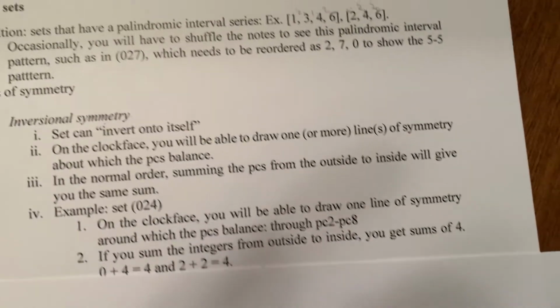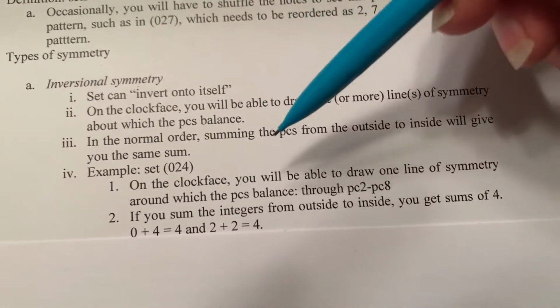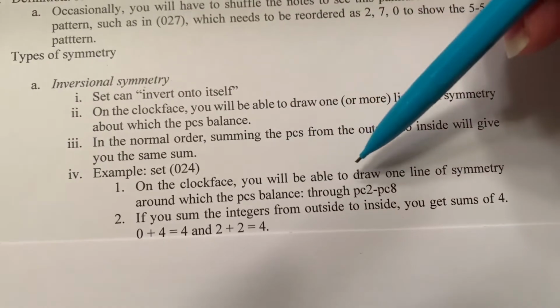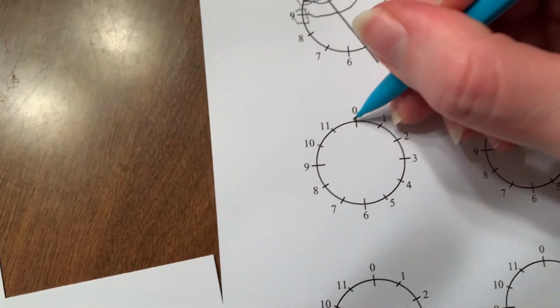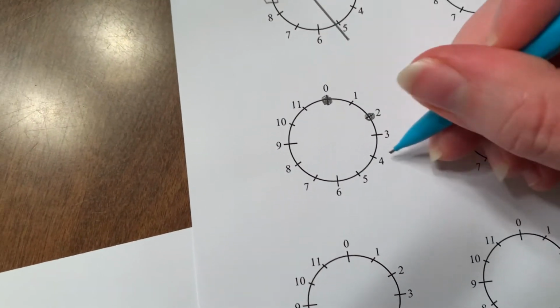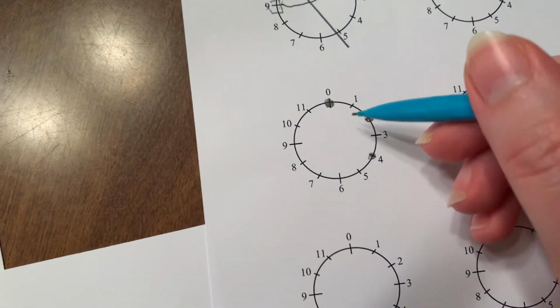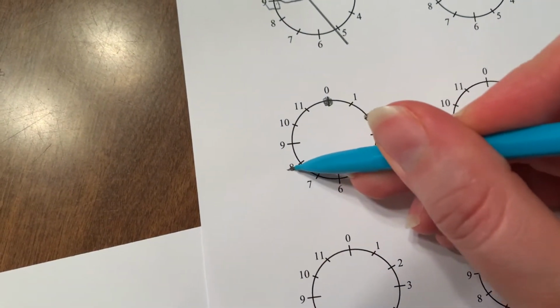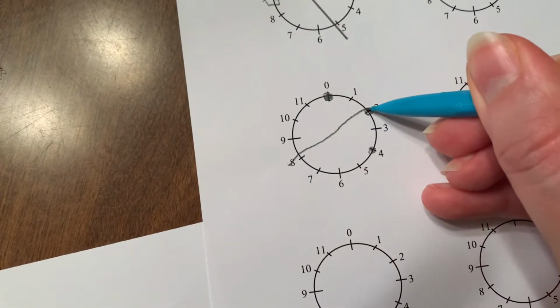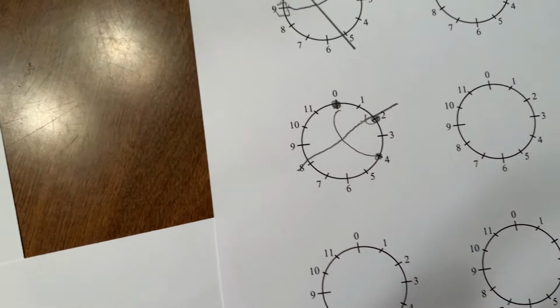For example, if we take one symmetrical set, 024, on the clock face, you'll be able to draw one line of symmetry. If I go over here and put up 024, notice that I can draw a line of symmetry. I'm not sure if I can stabilize my hand enough to do this, but here to here, right? That shows you the notes balancing. This is just like what we did with Bartók.